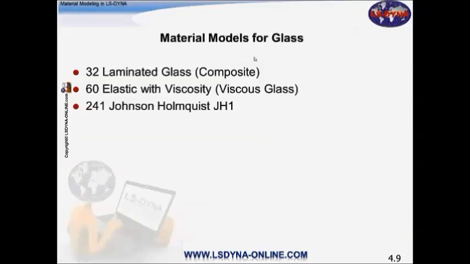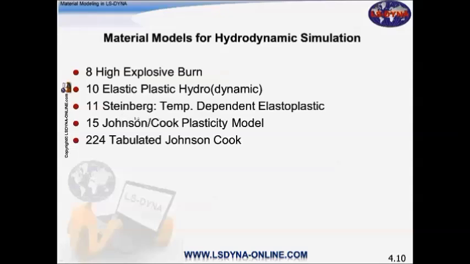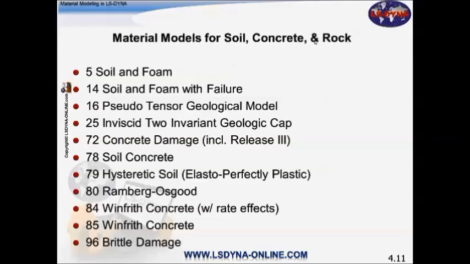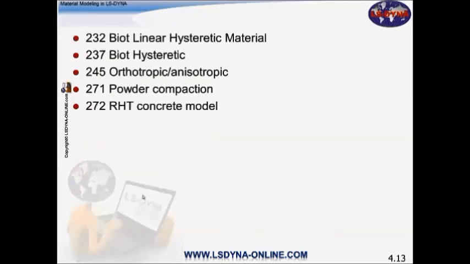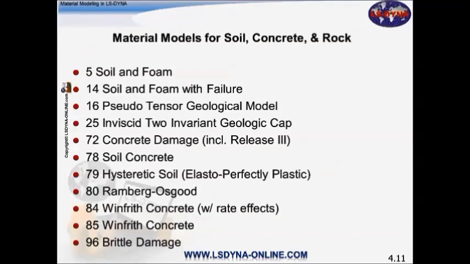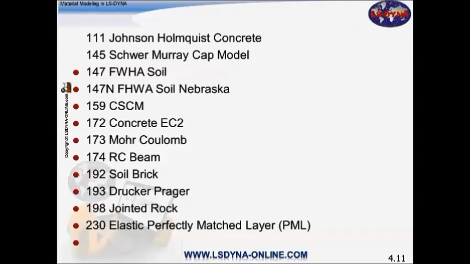Then for glass, you have laminated glass or material 60 for glass, low velocity impact, and for high velocity impact you have 241, the Johnson-Hallquist material model. This is from the code by Johnson Gordon, in the EPIC code. They put it into LS-DYNA. Then for hydrodynamic simulation, these are specific material models for hydrodynamic type problems in which we have a significant amount of pressure. For soil, concrete, and rock, you have one page and 2 pages actually, and a half. We'll discuss some of them in this class.